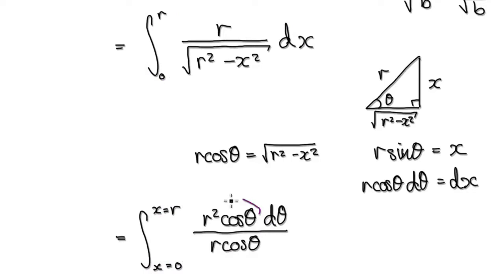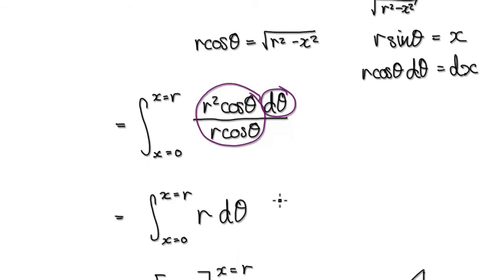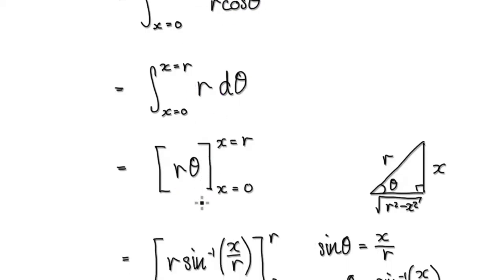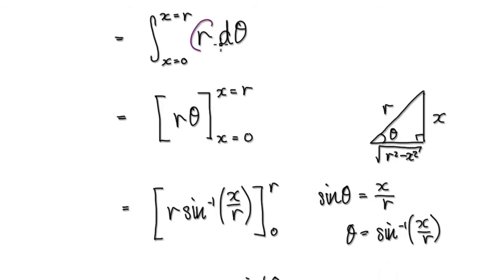So now it's just a matter of integrating this with respect to theta. So simplify this. This will cancel out with this, and one of the r's will cancel out, giving you this. So now integrate this with respect to theta. So that will then give you this. Remember, r is just a constant. So when you integrate it with respect to theta, it's r, the constant, times theta.